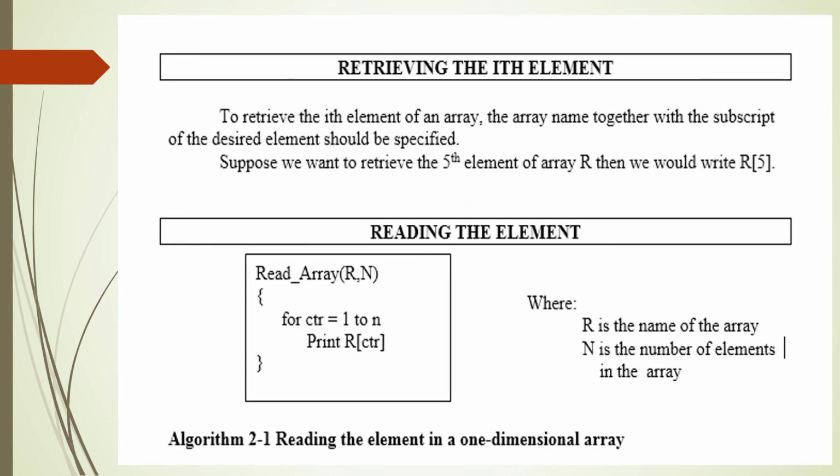Alright, next. Second operation. Let us say we want to retrieve the ith element. So, i means any position of the array. The i is, of course, a subscript of an array. Suppose we want to retrieve the fifth element of the array. All we have to do is specify the name of the array and the index. So fifth element, R sub 5. That is an assumption that the starting index of the array is 1.